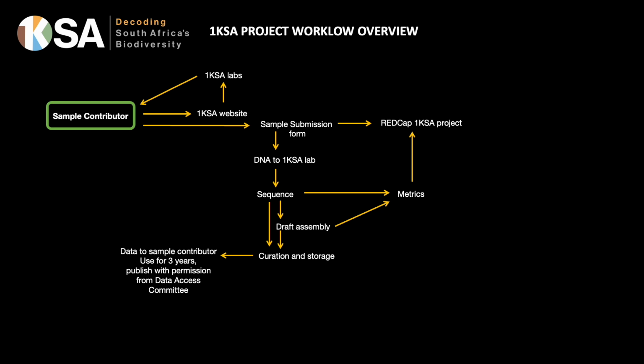Following completion of the draft genome assembly, a project report is generated from the data in REDCap, which is then sent to the sample contributor. This is a list of the methods used in the sequencing and in the draft genome assembly, and it is a record for future publication purposes. Separately, a 1KSA species card is made for the species of interest, and this is uploaded onto the 1KSA website.